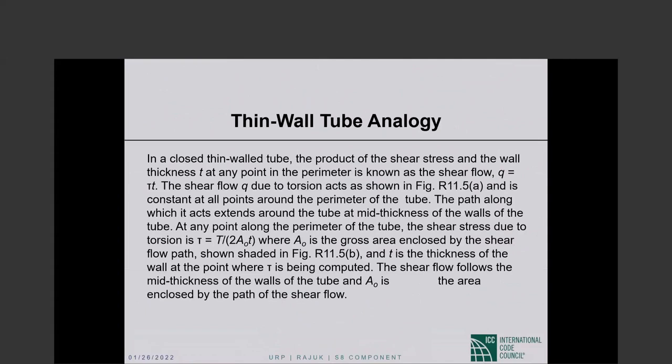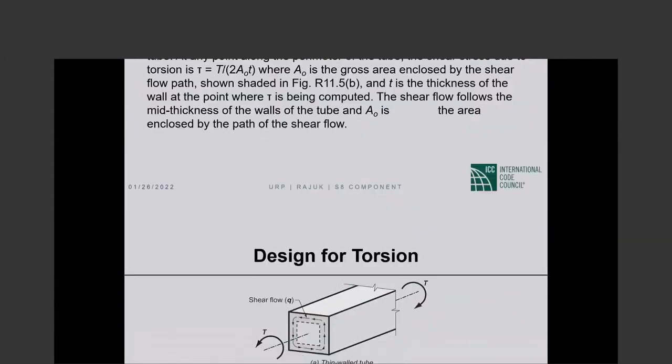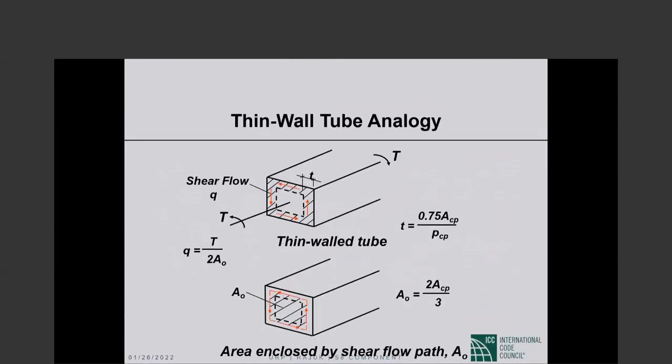So at any point along the perimeter of the tube, the shear stress due to torsion is T, the torsion causing the stress, divided by 2 A sub 0 t, where A sub 0 is the gross area enclosed by the shear flow path. And t is the thickness of the wall at the point where tau is being computed. The shear flow follows the mid-thickness of the walls of the tube, and A sub 0 is the area enclosed by the path of the shear flow, as has been said before. Okay. So this is a summary pretty much of what I read.